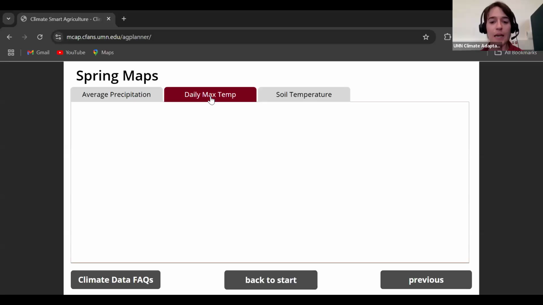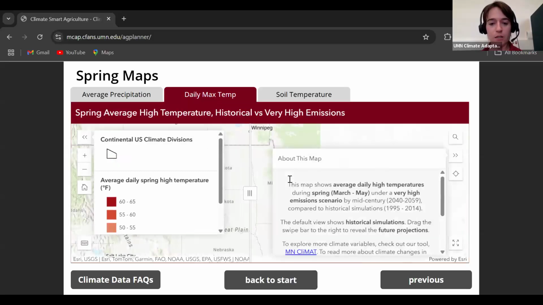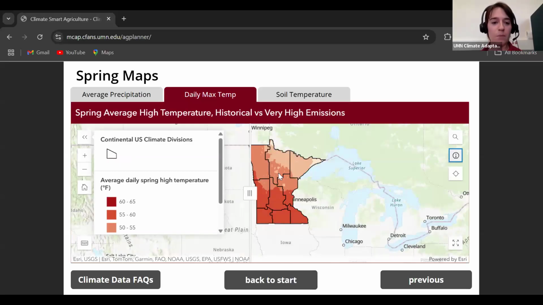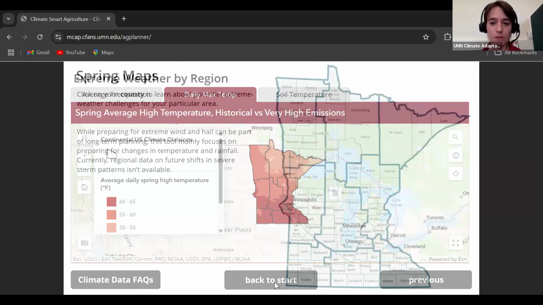You might be interested, again, in how these changes are impacting your region relative to the rest of the state. So we have these neat scrolly maps that can help you visualize these changes, or perhaps you'll use them in conversations with your growers. So this map is looking at the spring average high temperature in terms of what we've experienced historically to a 2040 to 2059 timeline under very high emissions. So you can see how things change. We can see those warming temperatures creeping northwards over that future time period. And we have that for a number of variables.